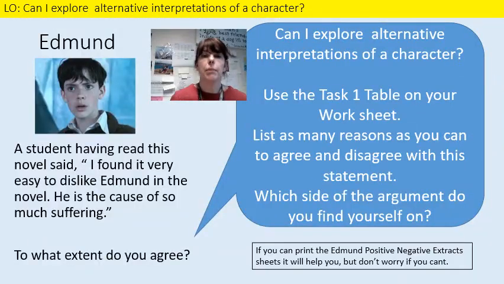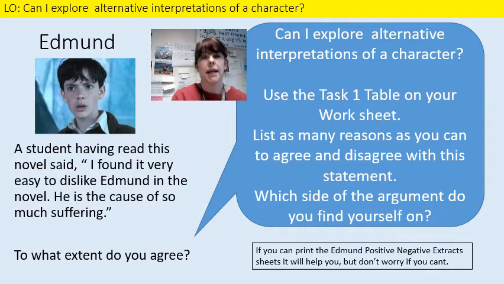So it might be helpful in this lesson if you can print off the other sheet that's attached to the lesson, the one that says Edmund, positive and negative extracts. If you can have that printed off, that will be useful, but not essential. You will be able to work without it. So let's start by looking at the objective then. Can I explore alternative interpretations of a character?